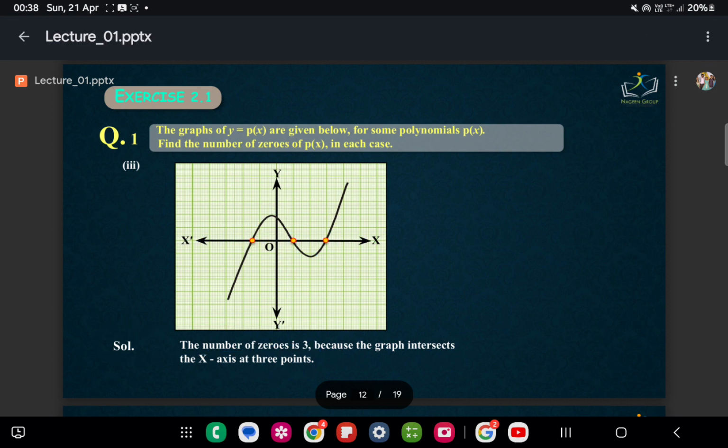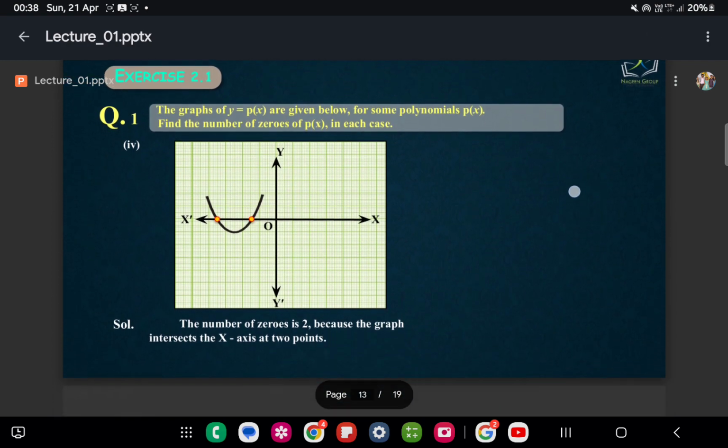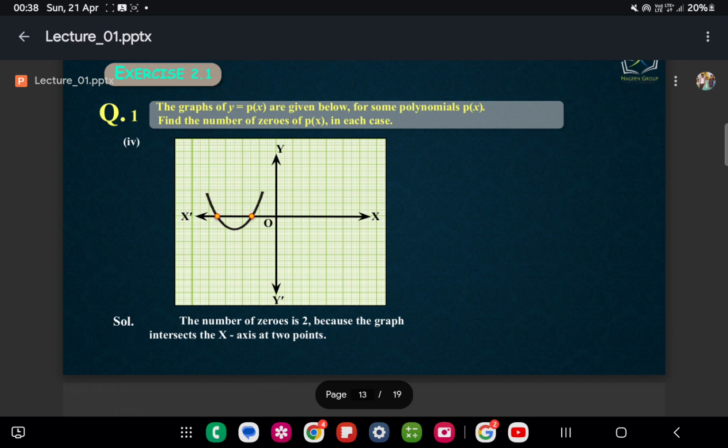Then we are going to the next problem. See here, the graph is at the x dash part, but we have to see only on the x-axis how many times it is touched or passed. So through the diagram we see that this line passes through 2 points. The number of zeros is 2, because the graph intersects the x-axis at 2 points.